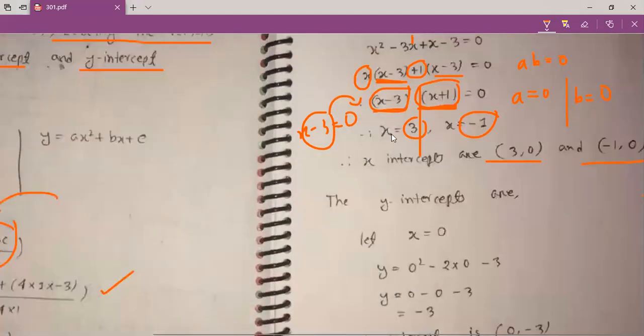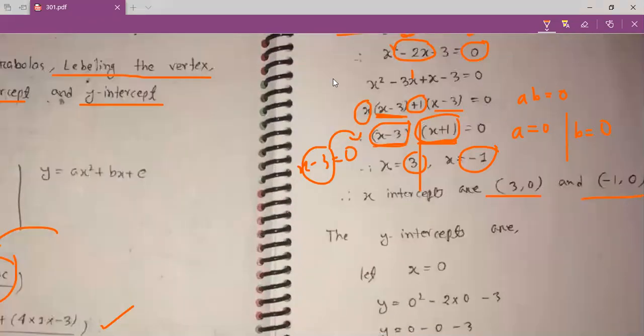So guys, got it? Yes, we got it. Okay, so now we will find the y-intercept.